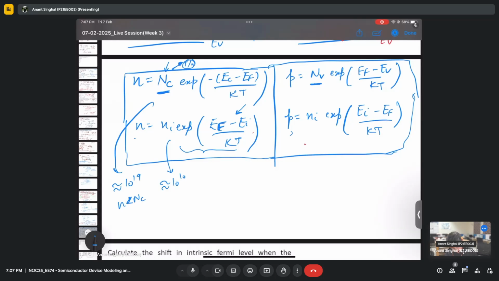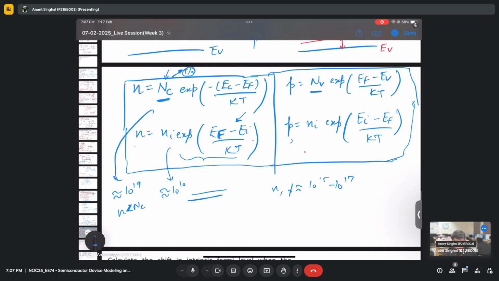Not always, but for the non-degenerate semiconductor that we talk about, when the Fermi level is below the conduction band. And for N and P, the range is around 10 to the power 15 to 10 to the power 17. Make sense? For NC and NV, you need to see the derivation also. If you have any problem in the derivation, you can let me know in the next class and I will derive that. So these are the four formulas, and you can solve any problem with them, I guess.